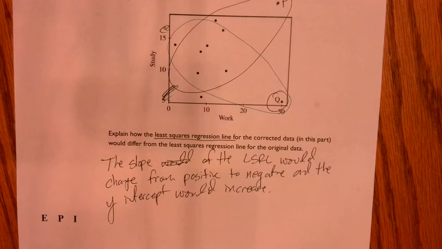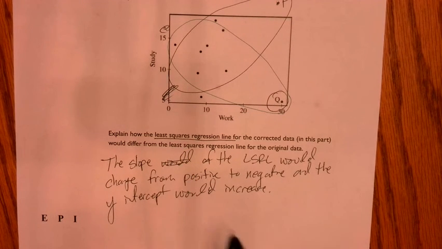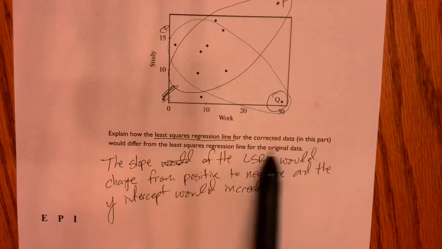Okay? So the least squares regression line is a line, so it has a slope and a y-intercept. I want to say how each of those things would change, because that's what it's asking.